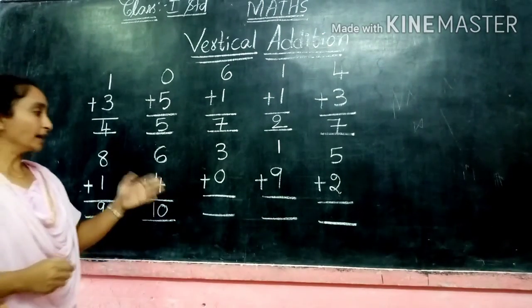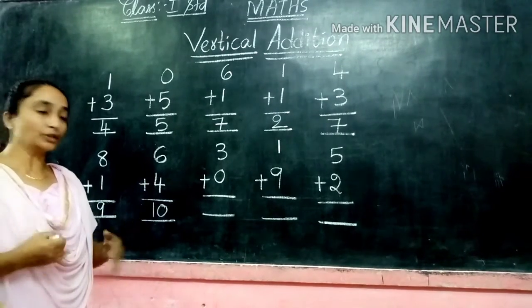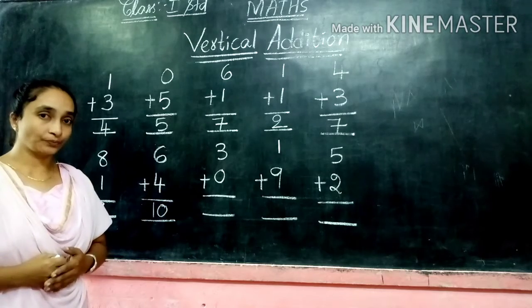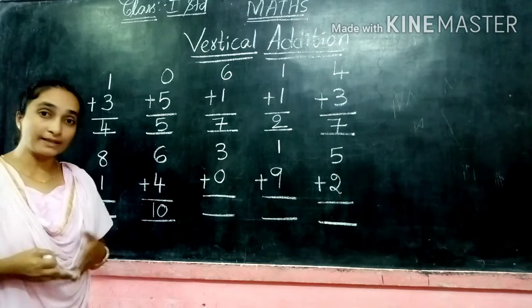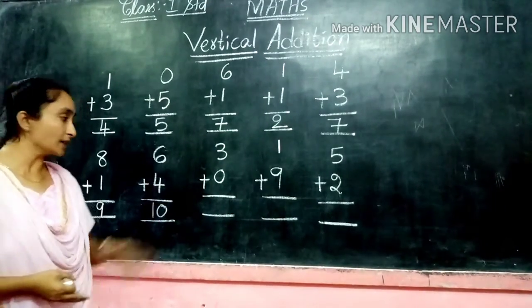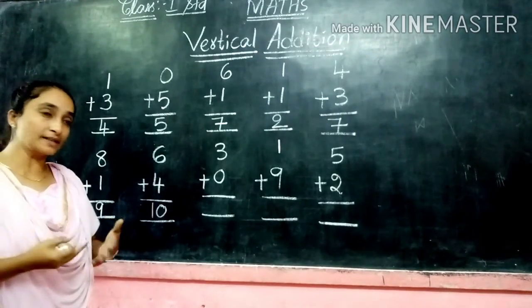So children, you can add like this also. Suppose 6 and 4. It is difficult to take the 6 fingers, so the second number here, how much? 4. So we told that already, if you change the order of the numbers also, the answer will be the same. Because 6 plus 4 also we will get 10 only, and 4 plus 6 also we will get the answer 10 only.